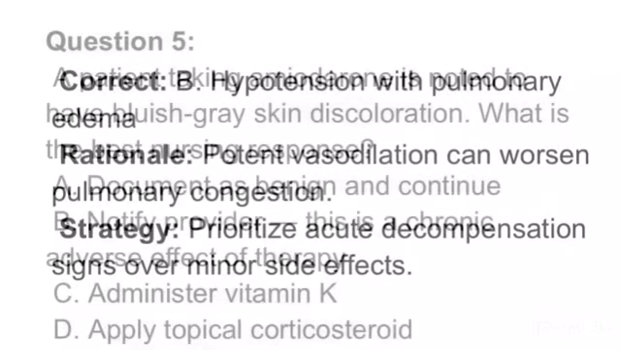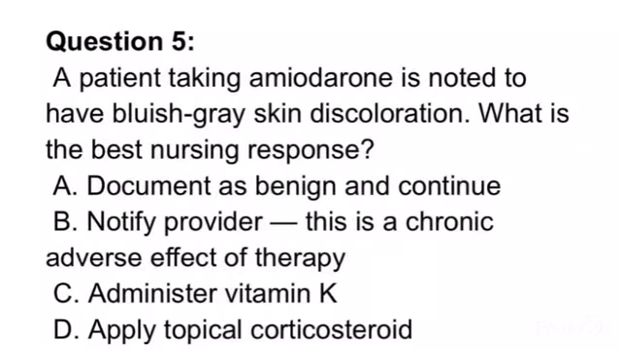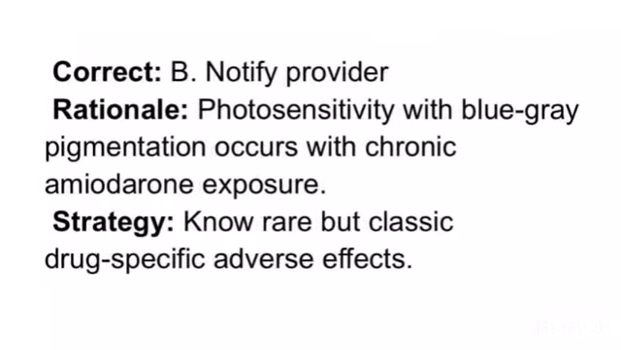Question 5. A patient taking amiodarone is noted to have bluish-gray skin discoloration. What is the best nursing response? A. Document as benign and continue. B. Notify provider, this is a chronic adverse effect of therapy. C. Administer vitamin K. D. Apply topical corticosteroid. Correct: B. Notify provider. Rationale: photosensitivity with blue-gray pigmentation occurs with chronic amiodarone exposure. Strategy: know rare but classic drug-specific adverse effects.